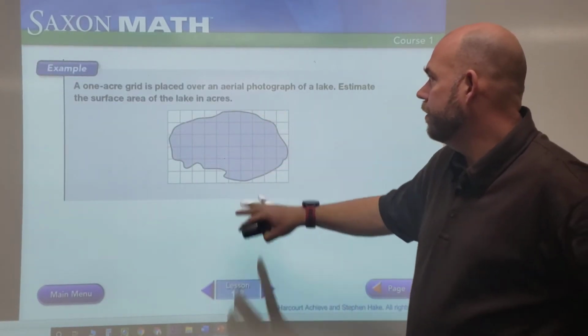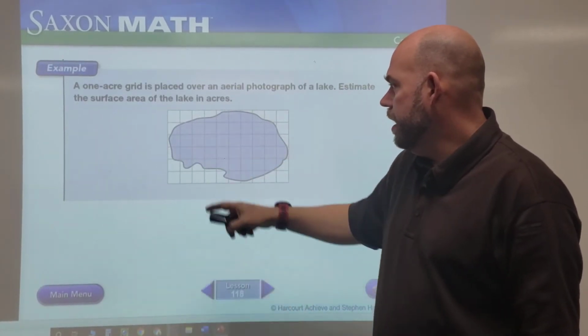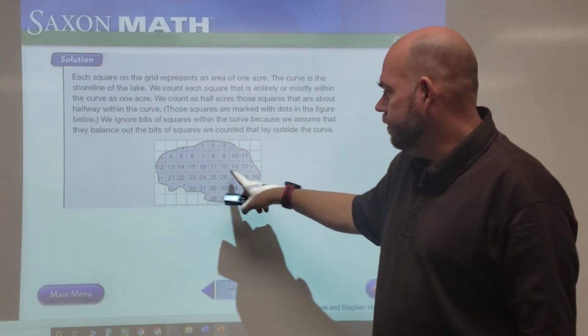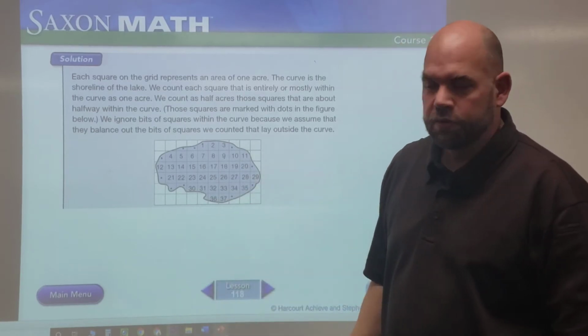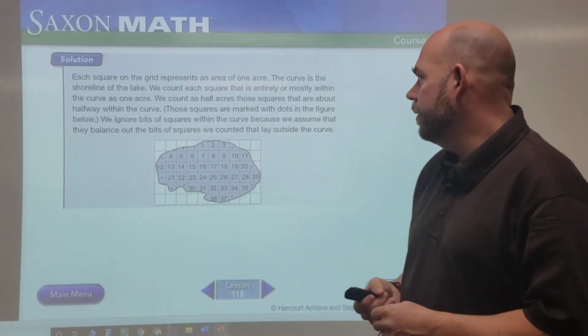So with this 1 acre grid, we can do the same thing. We can count the whole squares, and then we can look at the partial squares. If we do that, we can number them off here, or we can just count them, and we'll get 37 pretty close to full squares. And then looking at our partial squares, we can add those up, and we've got about 42.